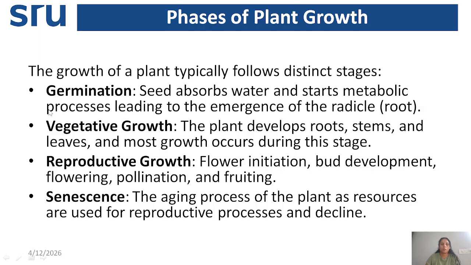The first stages come under the lag phase. These two come under the log phase, and finally the reproductive stage is almost the stationary phase. Senescence means final death of the plant. So we will get a sigmoid curve or S-shaped curve if we plot a graph between dry weight of the plant and time.